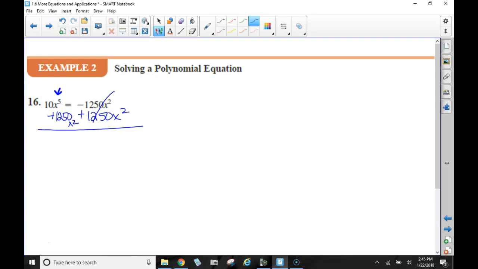So now my problem is 10x to the 5th plus 1,250 x squared equals 0. Now let's factor, okay? Now, you might notice that everything is divisible by 10. That's great. And everything is divisible by x squared. However, you never want to divide through by the variable that you're solving for. I only want to divide everything through by 10.